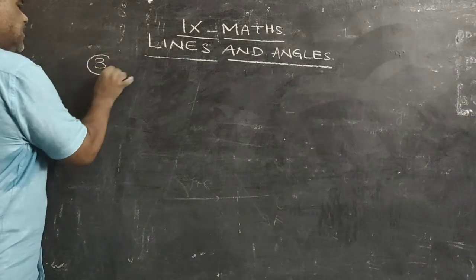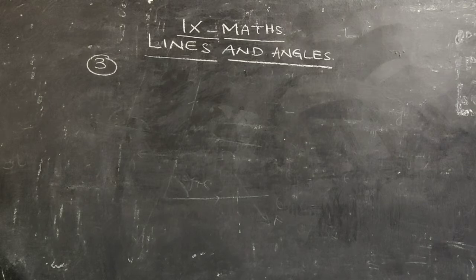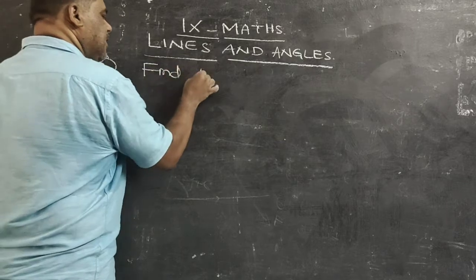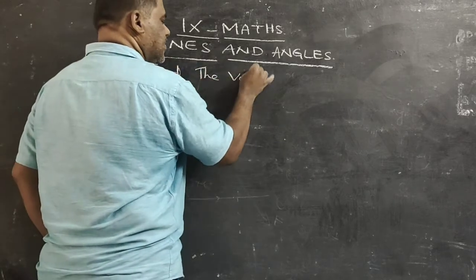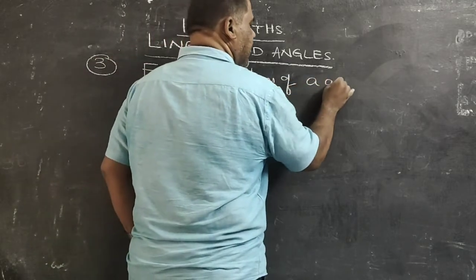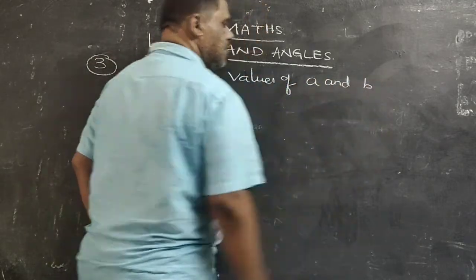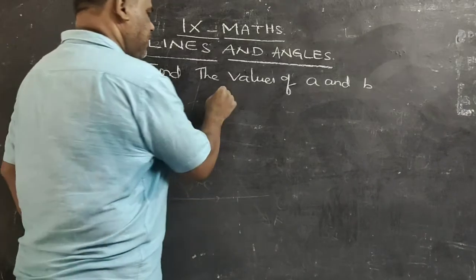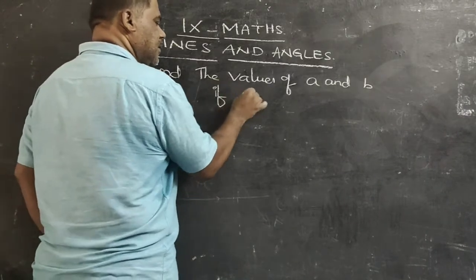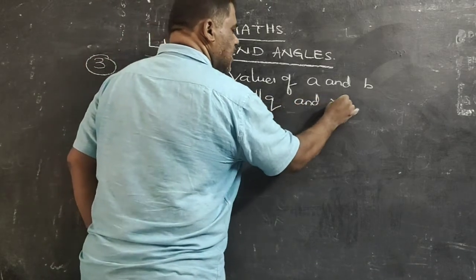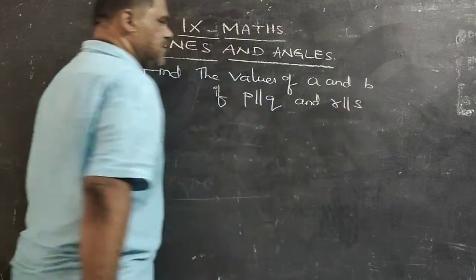Write the third problem. Find the values of A and B. If P is parallel to Q and R is parallel to S.